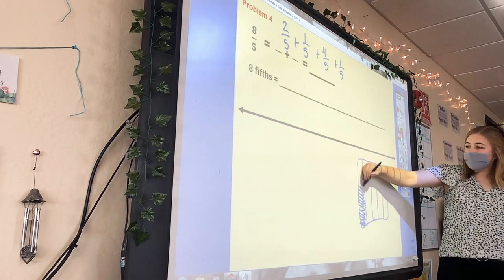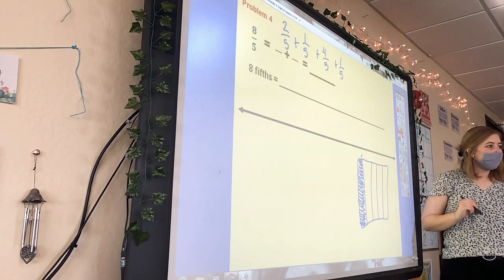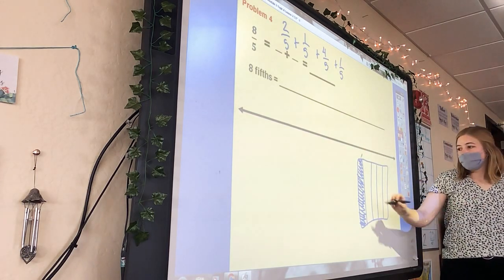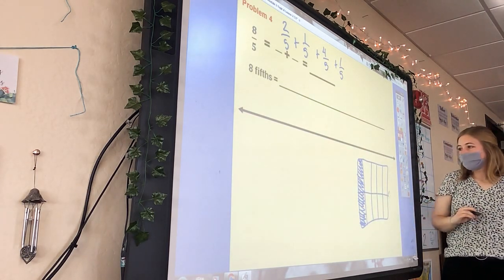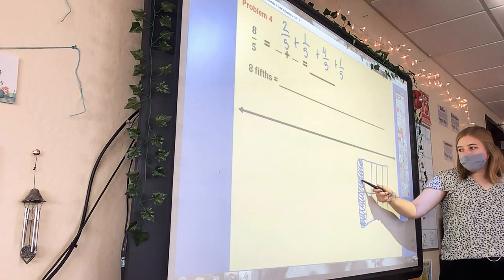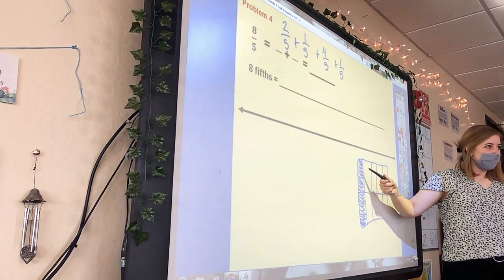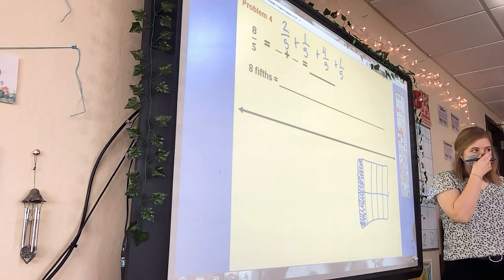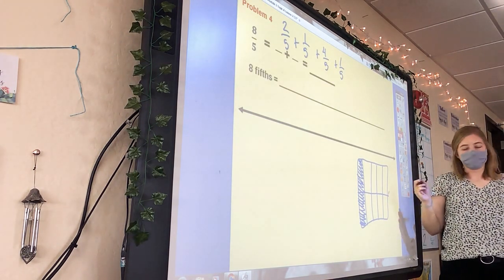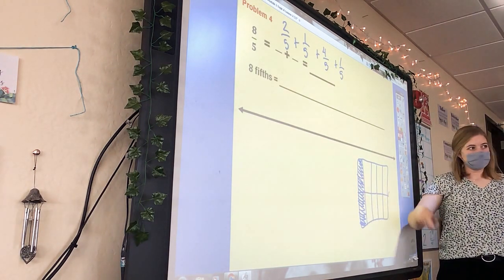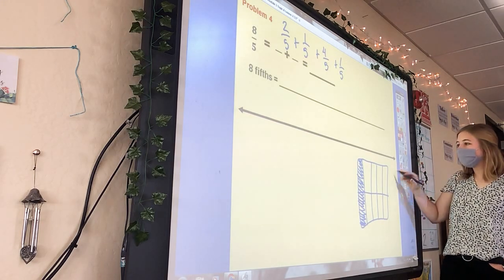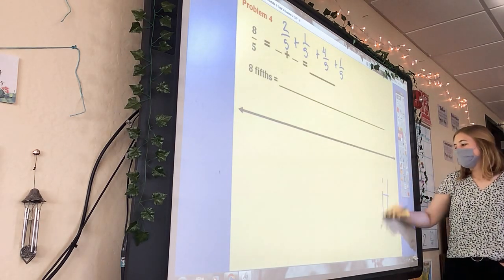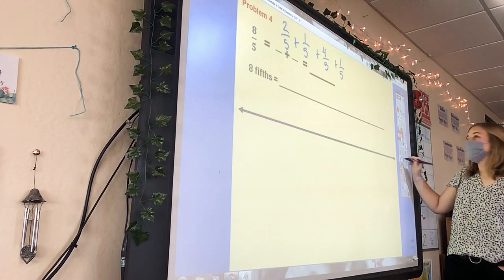Class, what fraction do I have shown on the board right now? 1/5. Okay. Half of 1/5. 1/10. 1/10. Plus 1/10 plus another 1/10. All right. Anyway, now we're just going to go with that.